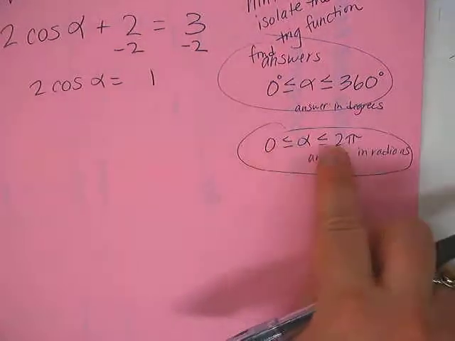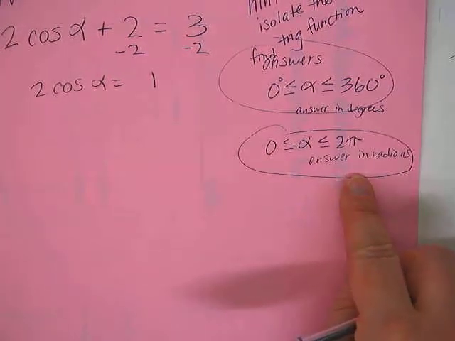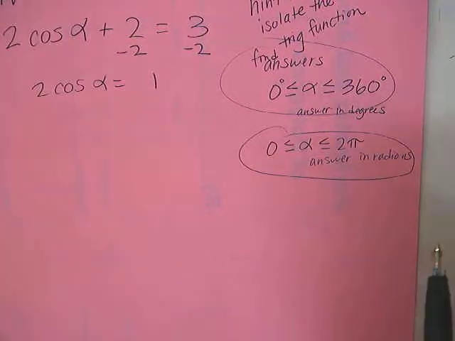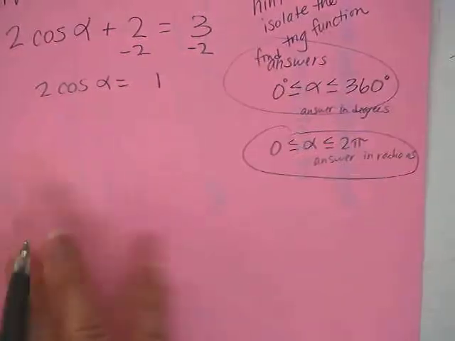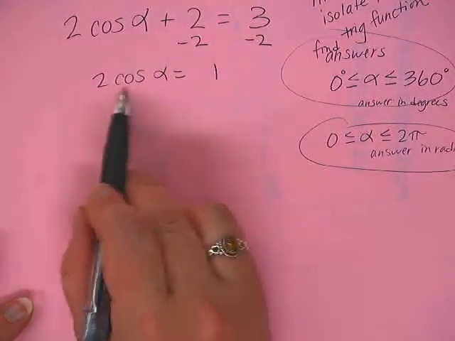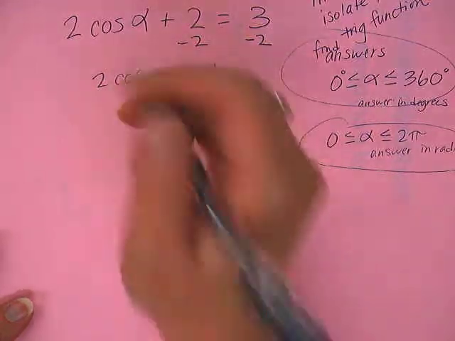If I told you to do it in that range or your book said find the answers in that range, then what does that tell you? Find the answer in radians. So instead of specifically saying find the answers in degrees or find the answers in radians, they would do it that way. Okay, so let's keep going with isolating the trig function, which is cosine theta.